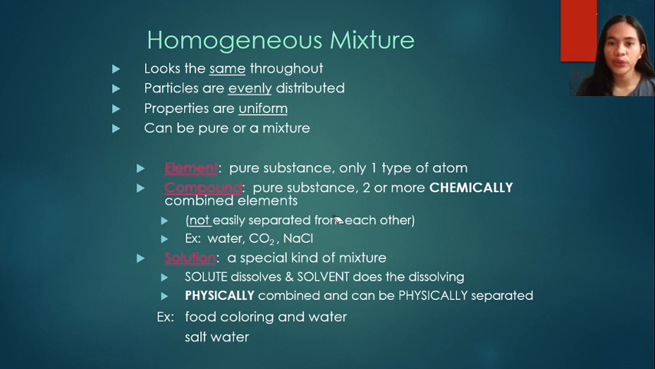We have here physically combined, and they can also be physically separated. We have here food coloring and water, and we also have here salt water. How do we combine salt and water? Easy. You just put the salt in the water and you stir it. How are you going to separate it? You're going to separate it using the process of evaporation. That's why salt is made from sea water.